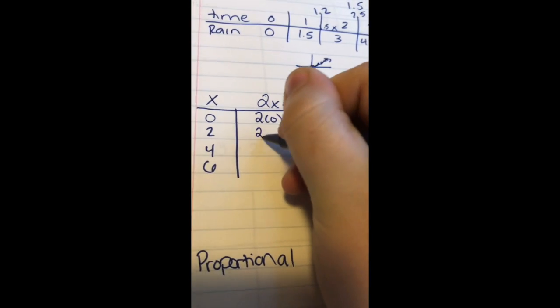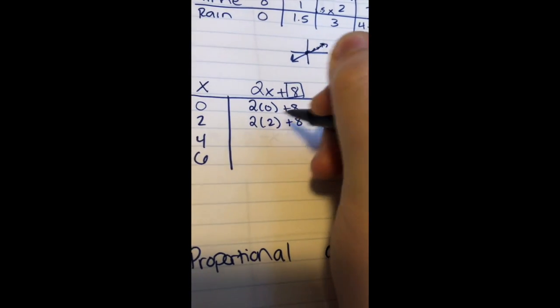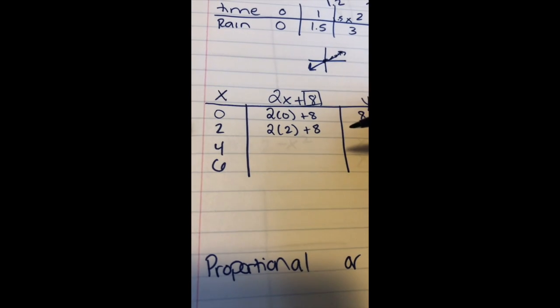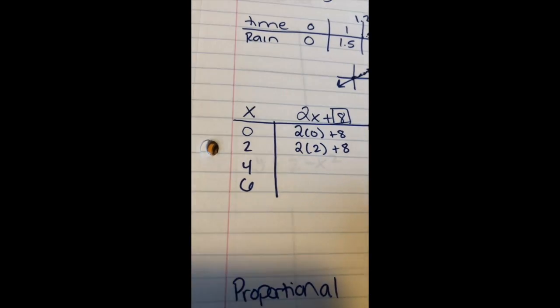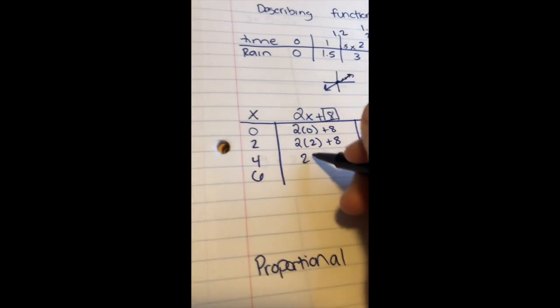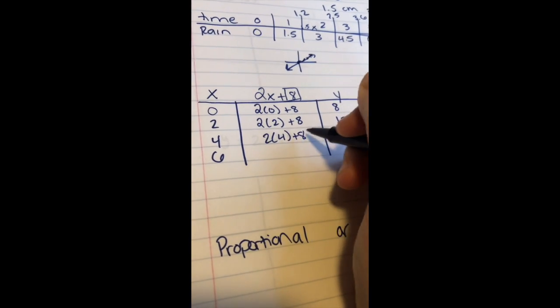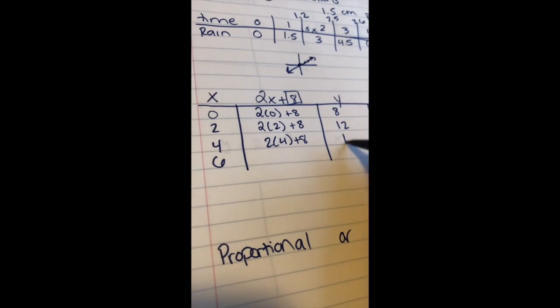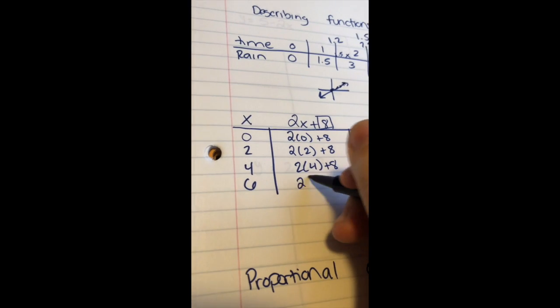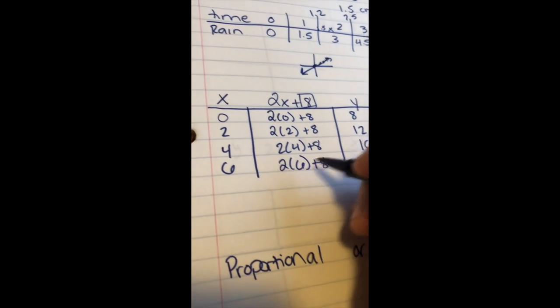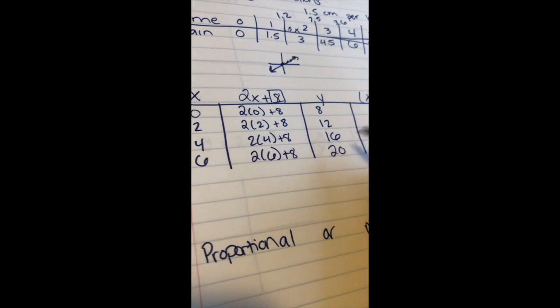We are going to say 2 times 0 plus 8, and that is 8. We're going to say 2 times 2 plus 8, that is 4 plus 8 is 12. We're going to say 2 times 4 plus 8, that is 8 plus 8 is 16. We're going to say 2 times 6 plus 8, that is 12 plus 8 is 20.